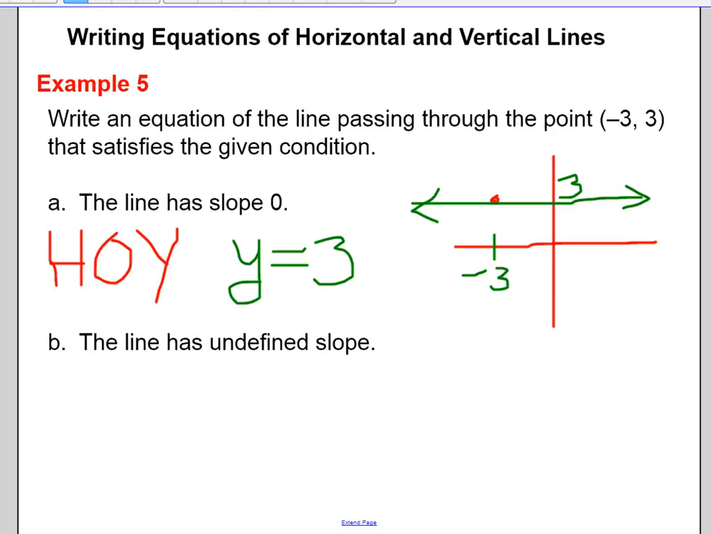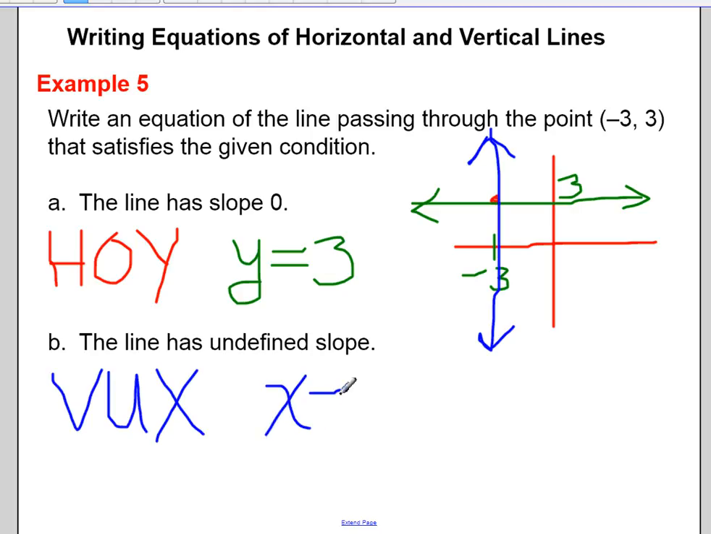To find the equation of the line that has an undefined slope and goes through the same point, that's going to be our VUX. That's a vertical line that has undefined slope, and the equation is in the form x equals a number. So that will be a vertical line that goes through -3. The equation of that vertical line is x equals whatever the x value of the point is, and that's -3.